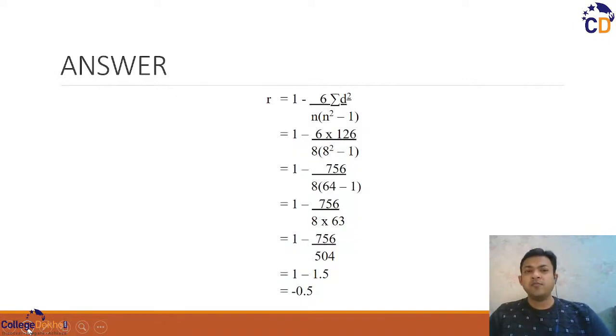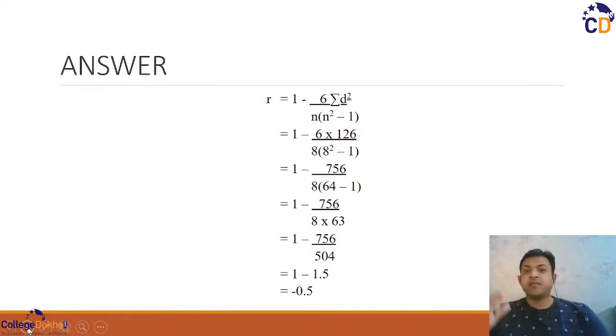So our formula for rank correlation, this is Spearman's rank correlation, will be equal to 1 minus 6 times summation of D square. This 6 is a fixed constant, so it's always going to be 6. Our summation of D square is 126 if you remember. The number of paired observations was 8. So the denominator would be 8 times 8 square minus 1. On simplifying this, we get a final value of negative 0.5.